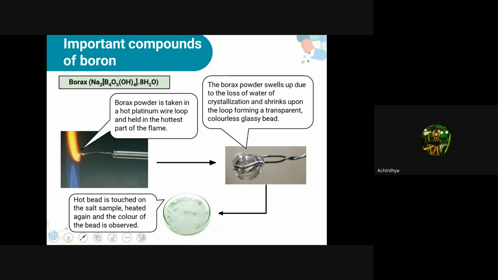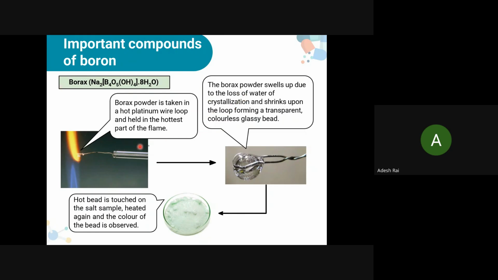So, how do we perform this test? You just need to take the compound which is under analysis on the platinum wire. Borax powder is taken in a hot platinum wire loop, held in the hottest part of the flame. You have taken borax on the platinum wire and you have kept it in the flame. Now, what will happen because of that?